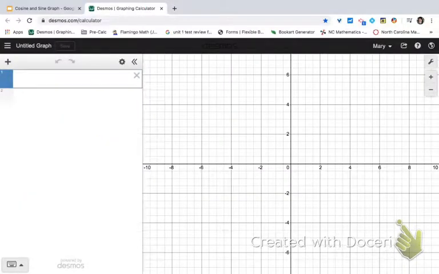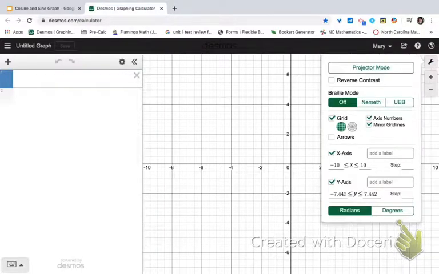Taking a look at Desmos, I do want to remind you that there is a tool to change whether you are in degree mode or radian mode, and it's the little wrench in the upper right-hand corner. If you click on that wrench, you can see right now it is green in radians. We want to click over so that degrees are green, and that will put it in degree mode.